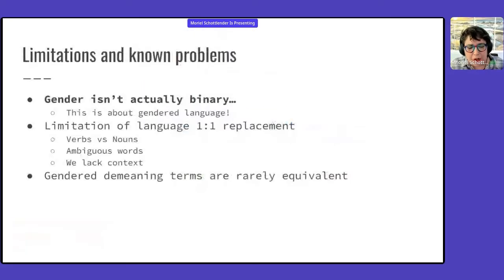So just to also clarify, we do have limitations, and there are very known limitations. The first thing is gender itself is not binary, and this tool is not making any statement about gender being binary.